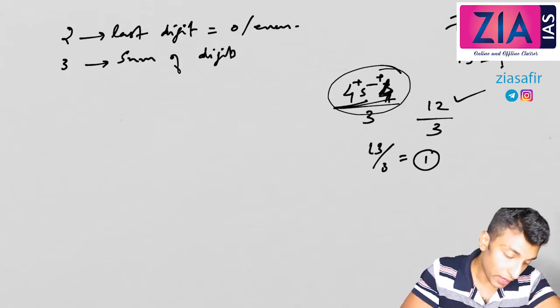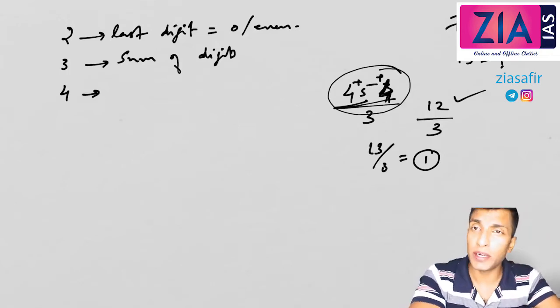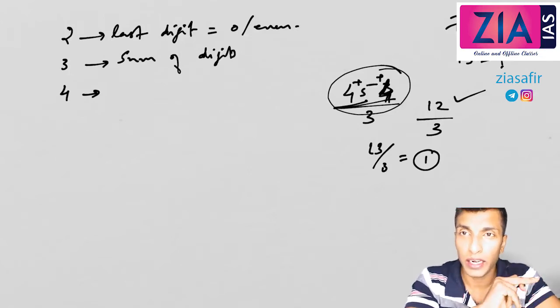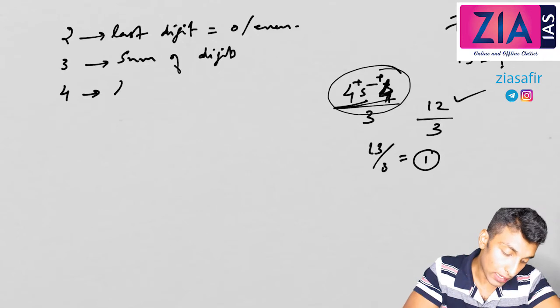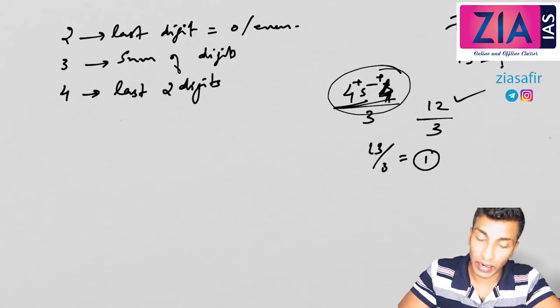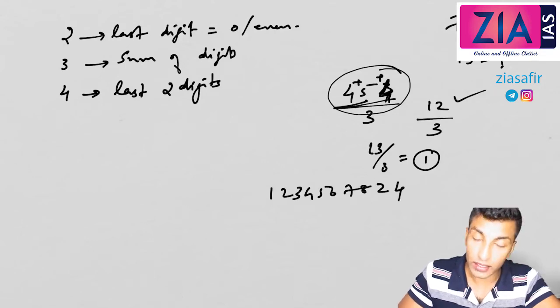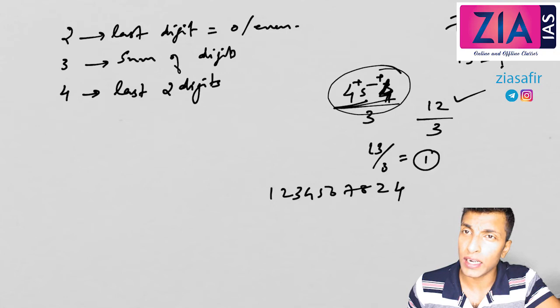Like that you can find 4. The divisibility rule of 4 is the last 2 digits. The last 2 digits must be divisible by 4, so basically you don't want to divide the whole number. Let's suppose 1 2 3 4 5 6 7 8 2 4. It's a bigger number and you need to know whether it is divisible by 4, or find the remainder when this number is divided by 4.